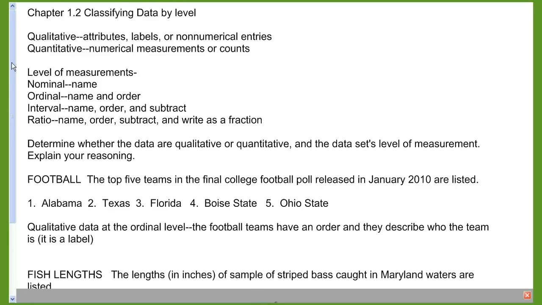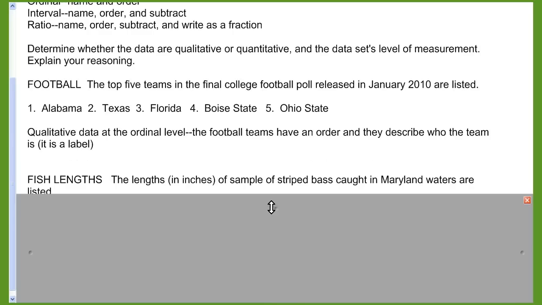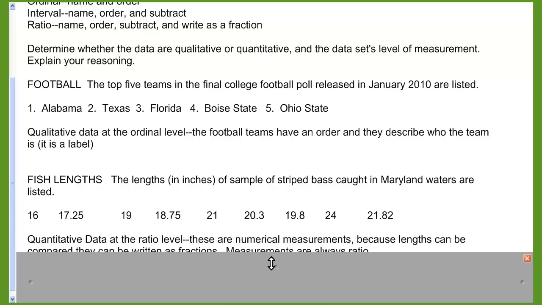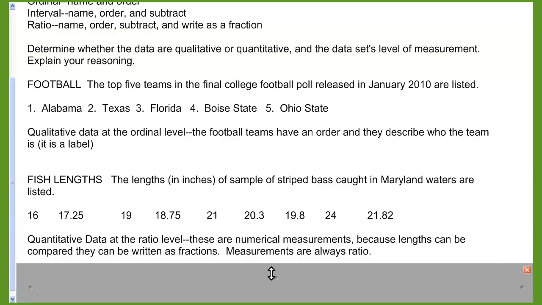The next one we're going to look at is fish lengths. The lengths of fish in inches of a sample of striped bass caught in Maryland waters are listed below. And you'll see the different numbers listed here. Well, it's going to be quantitative data because it's definitely numbers, so I know that it's quantitative data.